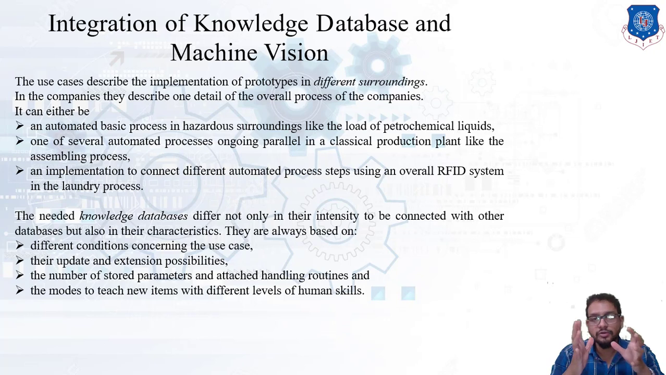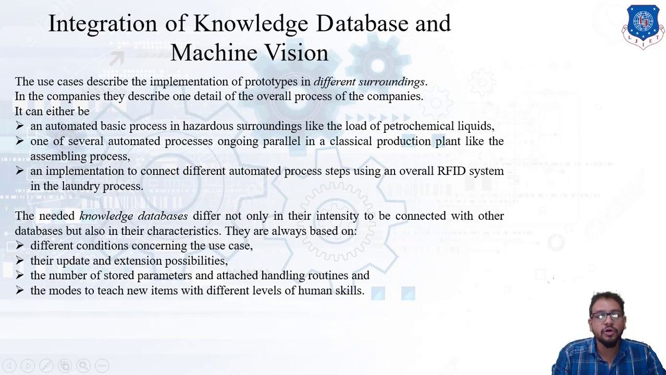Next, we are going to see on which factors the knowledge database is based. The knowledge database is going to consider, first, the different conditions concerning the use case, that is, what the different conditions about the case we are going to consider are. Second, their updates and extension possibilities. Third is the number of stored parameters and attached handling routines. And fourth is the mode to teach new items with a different level of human skills. So these are the factors which will be considered by a knowledge database.